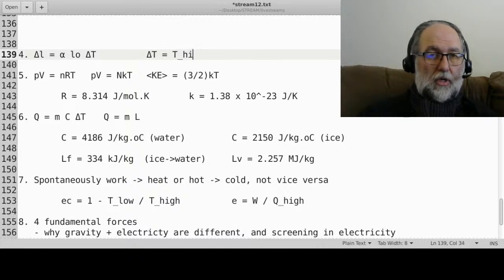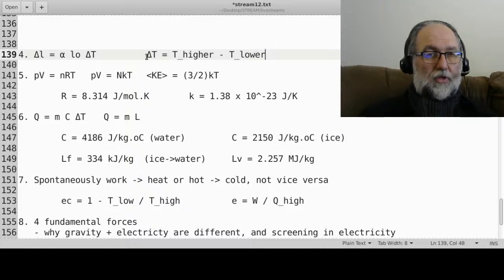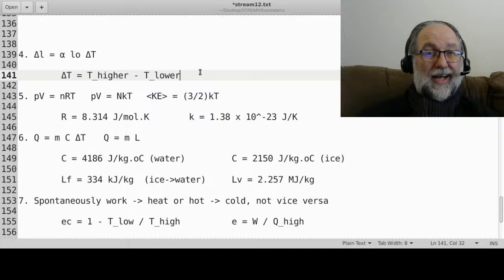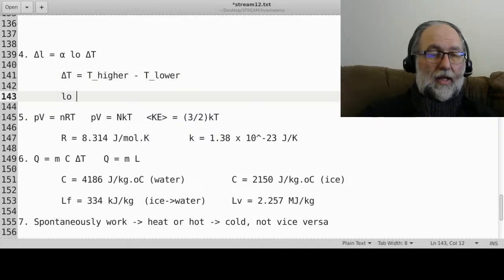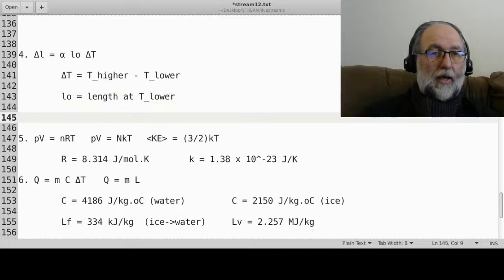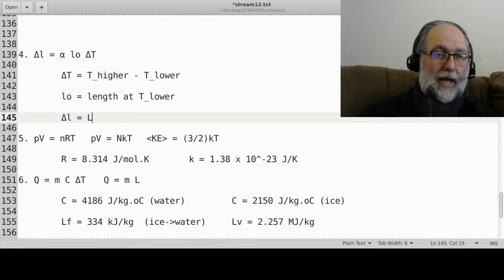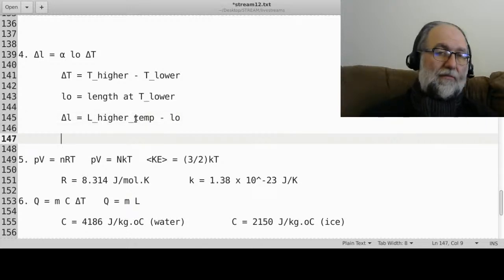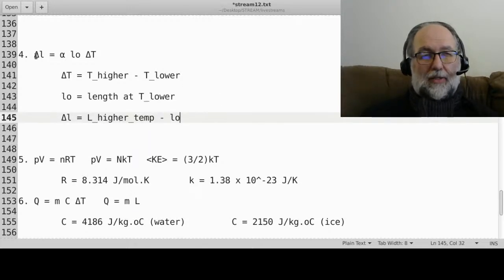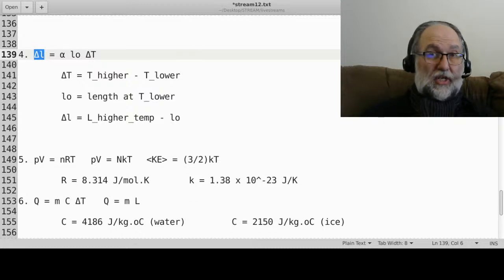It's your higher temperature minus your lower temperature. So it's a change in temperature. The delta L is a change in length, and L naught is your reference length, your length at T lower. Your delta L is equal to the length at the higher temperature minus L naught. This is sometimes confusing, or people make mistakes there because they think of delta L as the length. It's not, it's the change in length.